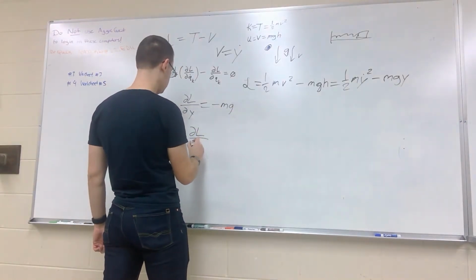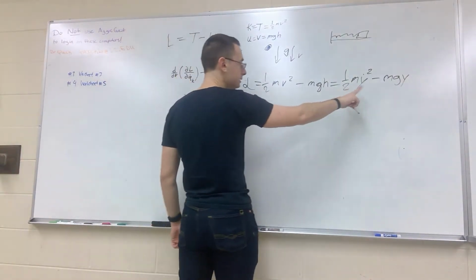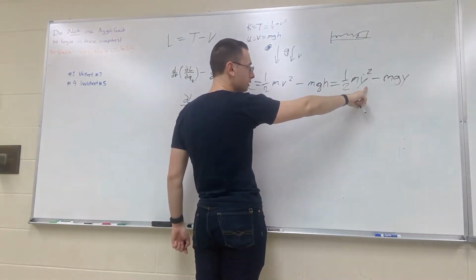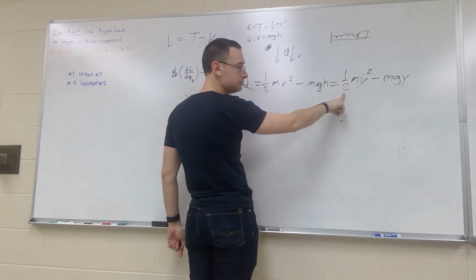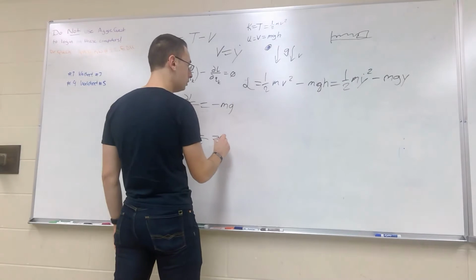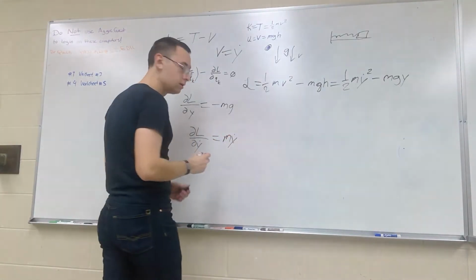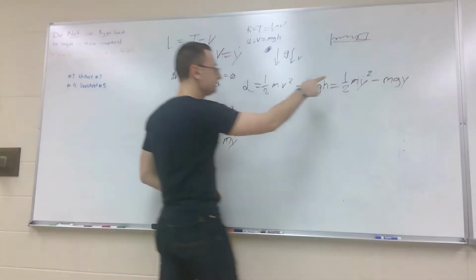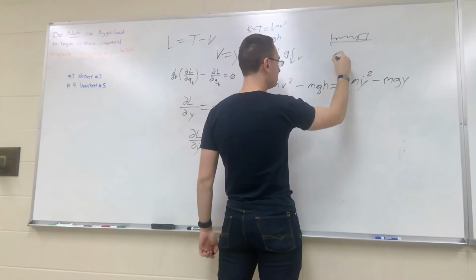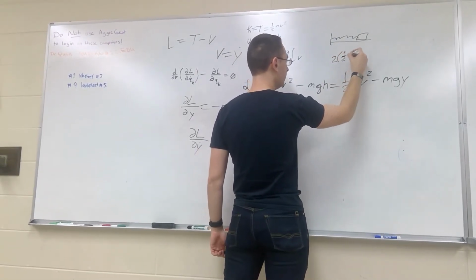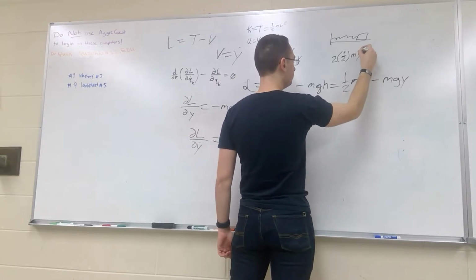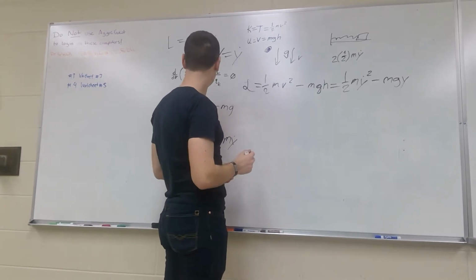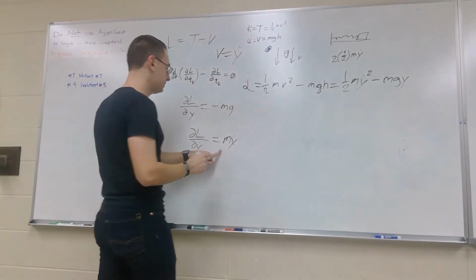And then with respect to y dot, this part isn't going to be there, but this one is. The derivative of y dot squared is going to be 2y dot, and that's going to be times 1/2, so that's going to cancel, leaving you with y dot. But wouldn't it be m2y? So you'd be looking at 2 times 1/2 m y dot when you take the derivative. Those cancel.